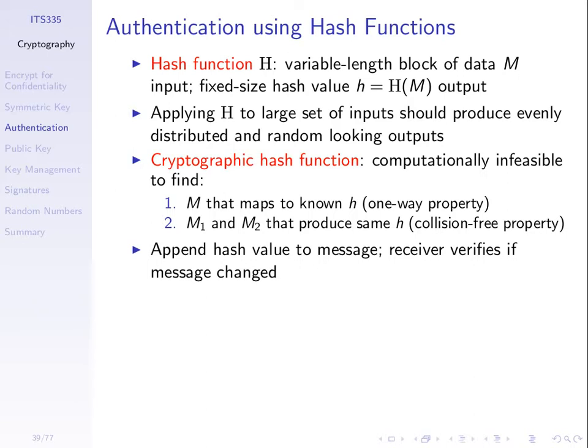Another property is collision-free. It should be hard to find two different messages, M1, M2, that produce the same hash value. If our hash function has this property, we say it's collision-free. If it has the property that, given a hash value, I can't find a message, it has the one-way property. And they have different benefits in cryptography. We will use it often for authentication, hash values.